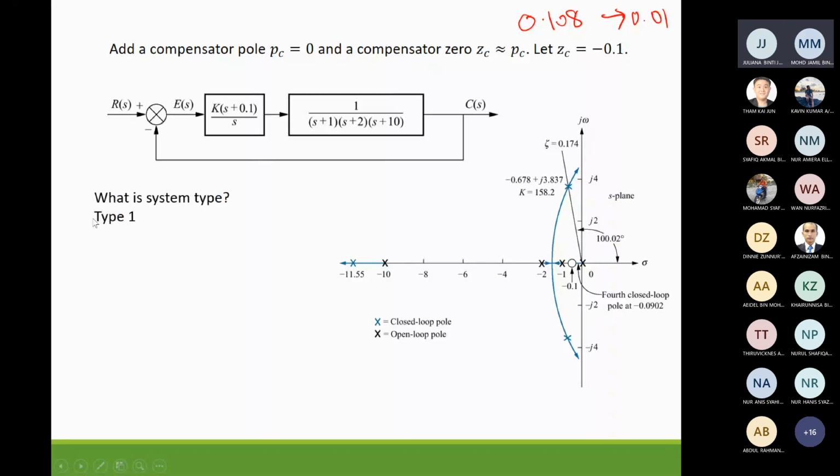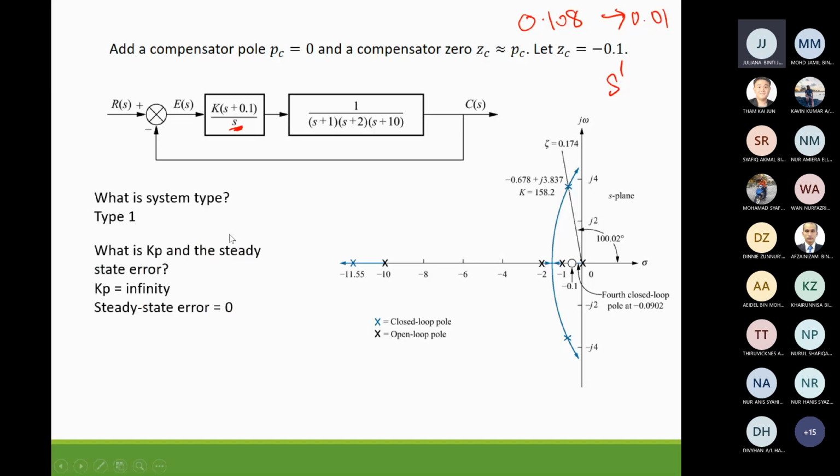So now the overall system type has become type 1 because you have s here. Okay, so this s is s to the power of 1. So if you combine the two transfer functions, then the system will become type 1. So what is the Kp and steady state error? For type 1, Kp equals infinity. And because Kp is infinity, then the steady state error becomes 0.